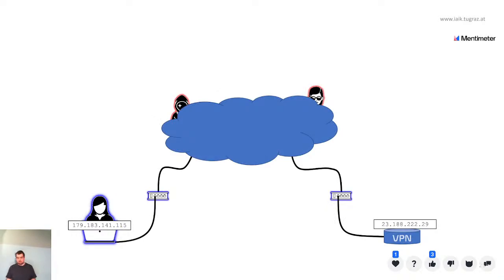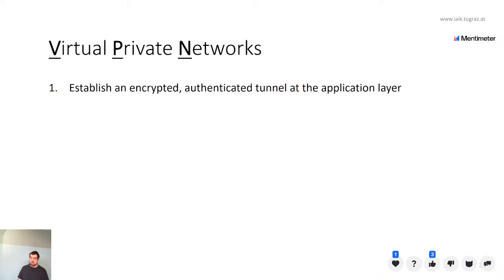So let's look at our internet. I gave these two devices random IP addresses. And let's look at what the idea is. So the idea is we establish at the application layer an encrypted authenticated tunnel. So the stuff we always have been doing. Now, I'm not going to go into details of how the cryptography works here. One, because there's like 20 different VPN protocols out there, and each of them does it slightly differently.